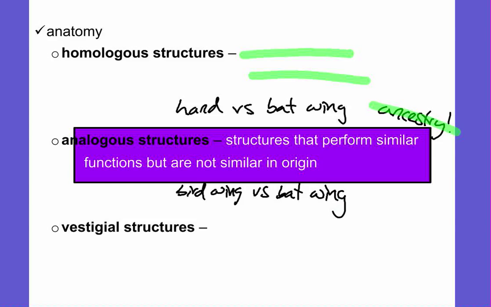And those structures are technically analogous, right? These 2 wings are analogous because they may actually have a similar function. They're both used to fly, but there is not much chance that they were inherited from a common ancestor. They don't have the same underlying structures, right?